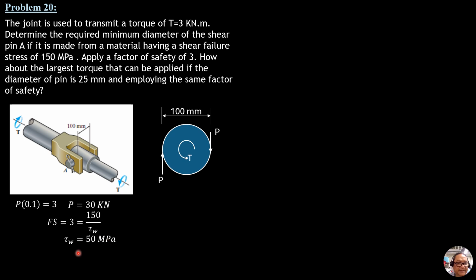And this 50 megapascals is multiplied by the area, pi over 4 diameter square, which is 25. So 50 times pi over 4 diameter square in single shear equals the shear force, 30,000 newtons. So 50 times pi over 4 diameter square should be greater than or equal to 30,000 newtons. Solving for D, the minimum diameter is 27.64 mm.